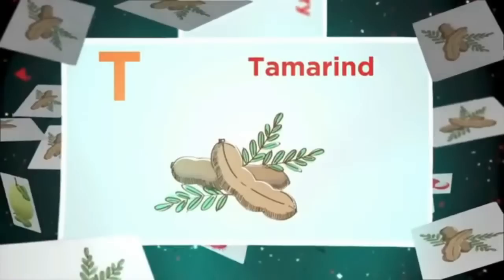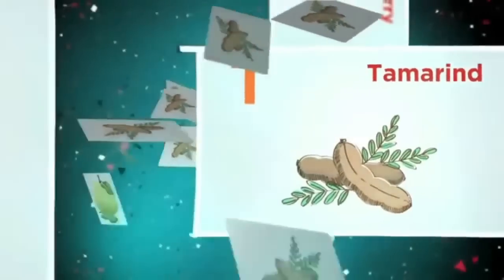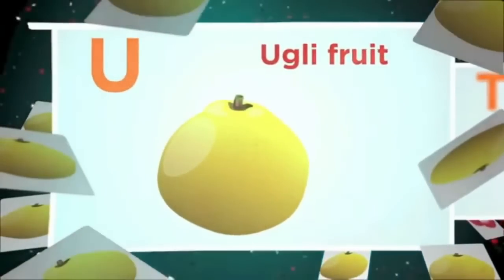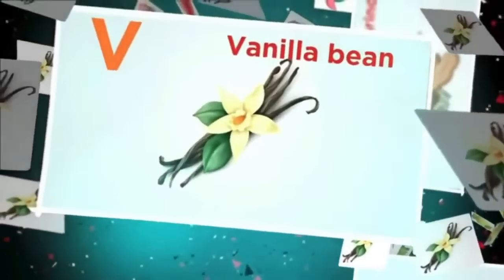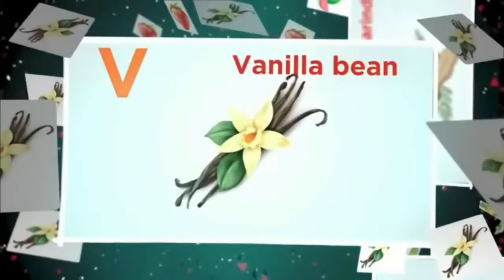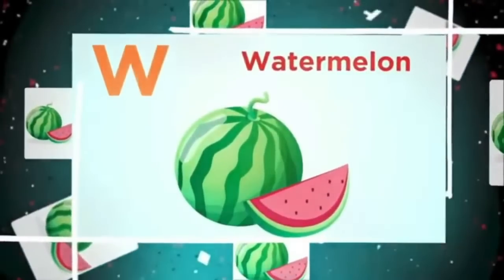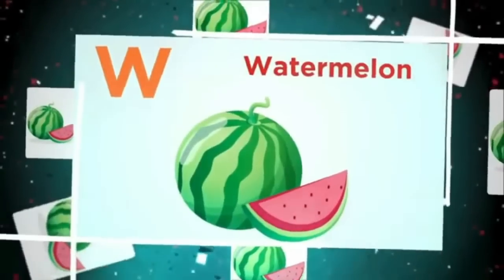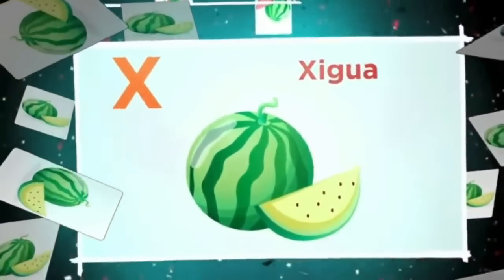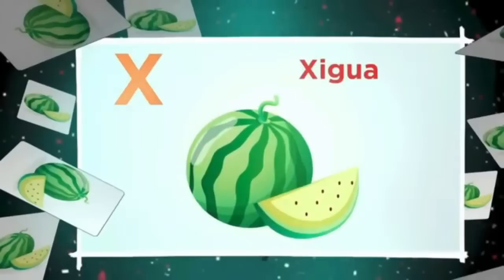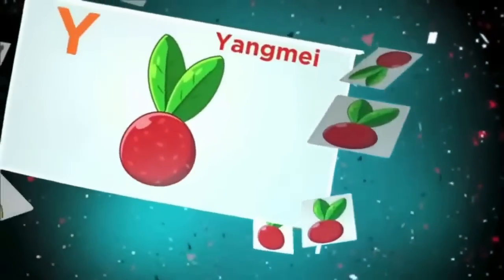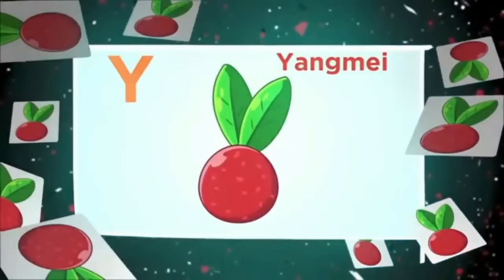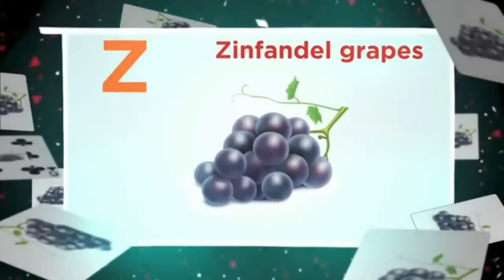T is for tamarind. U is for ugly fruit. V is for vanilla bean. W is for watermelon. X is for zebra. Y is for young mean. Z is for Zinfandel grapes.